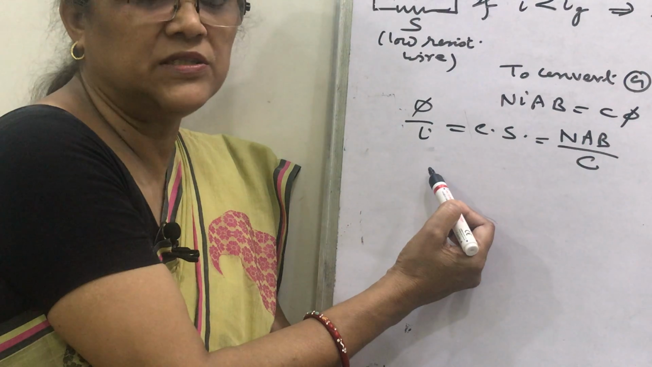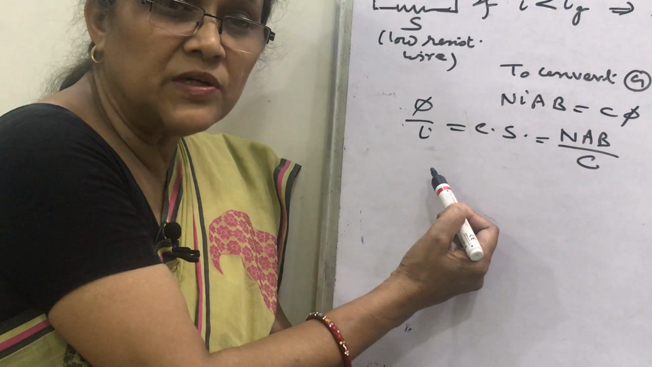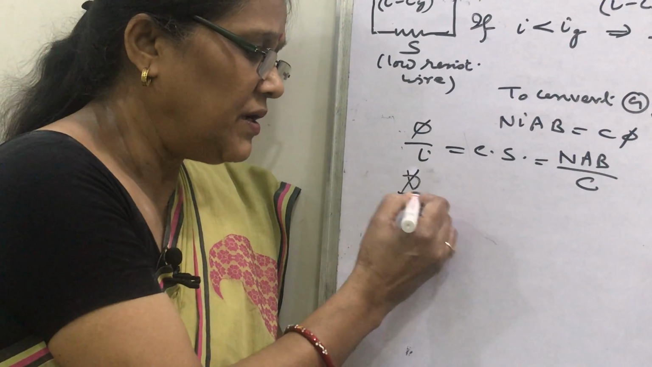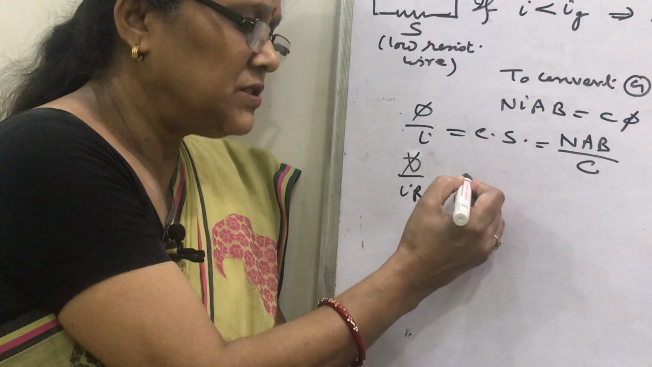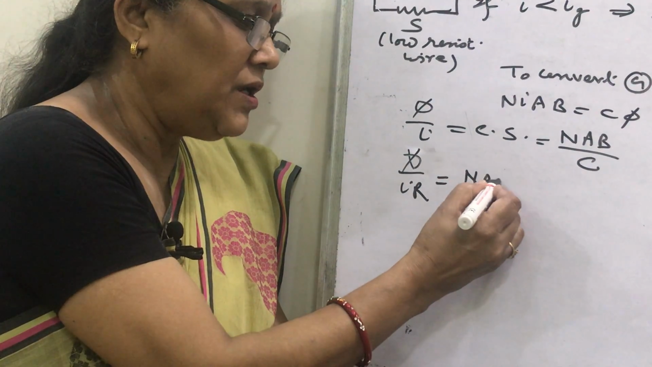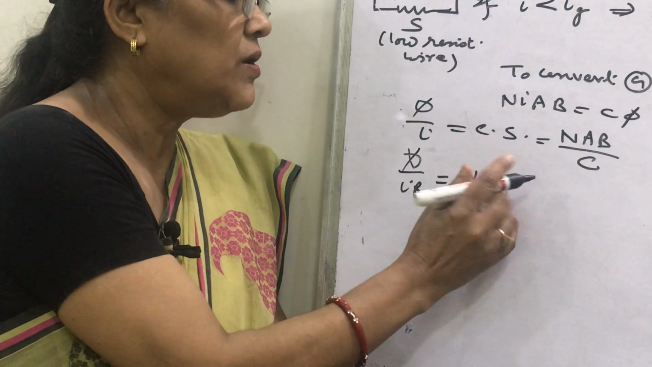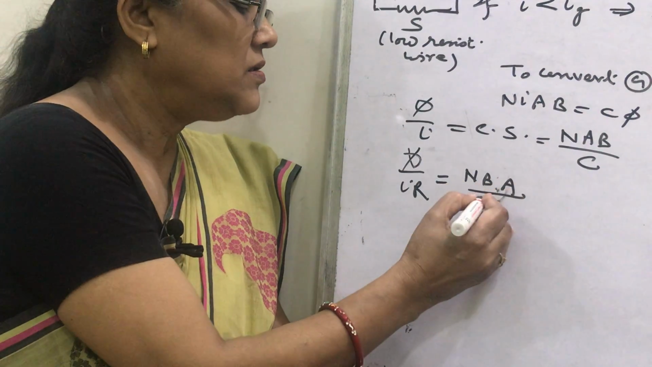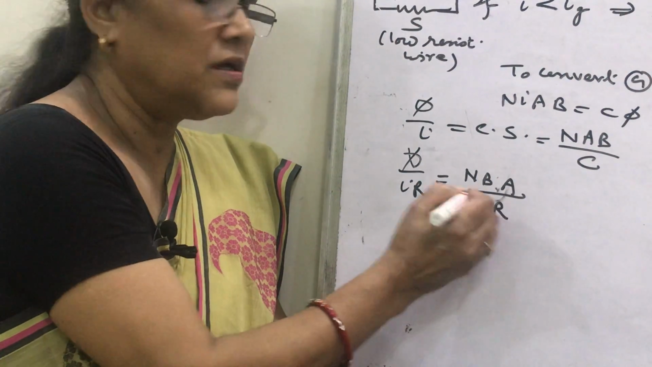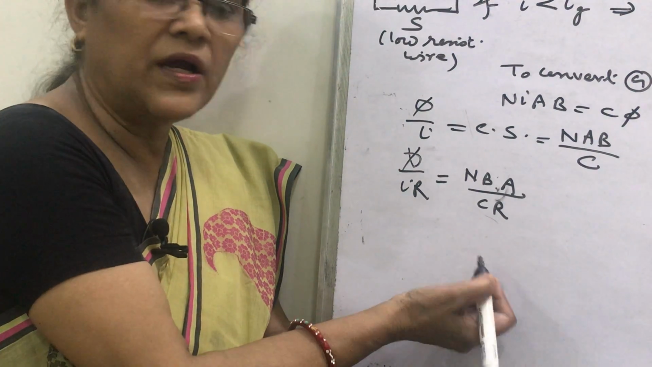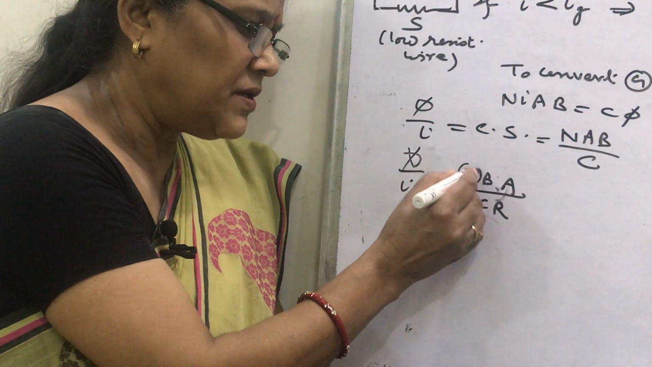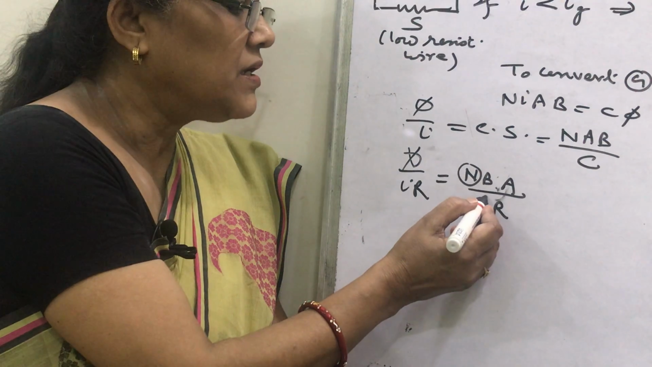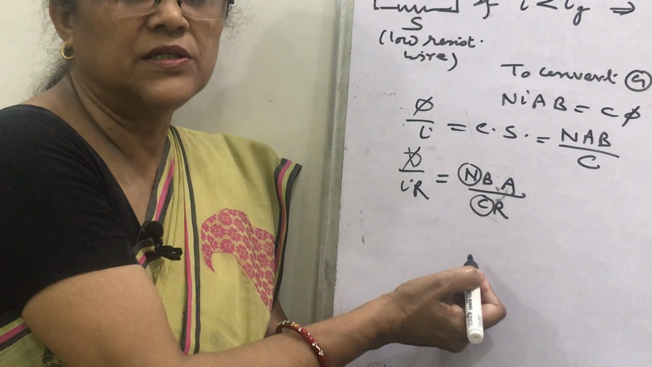Similarly, voltage sensitivity. How can you increase the voltage sensitivity? This is phi upon IR, so this is NAB upon CR. Again, by increasing the number of turns, or by decreasing the torsional constant.